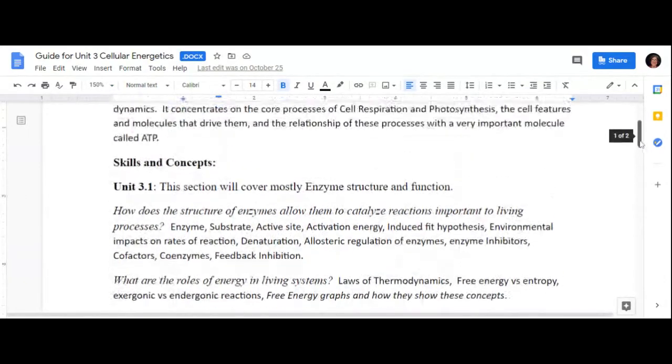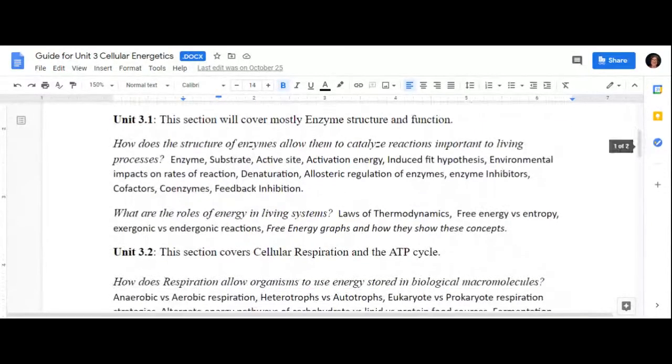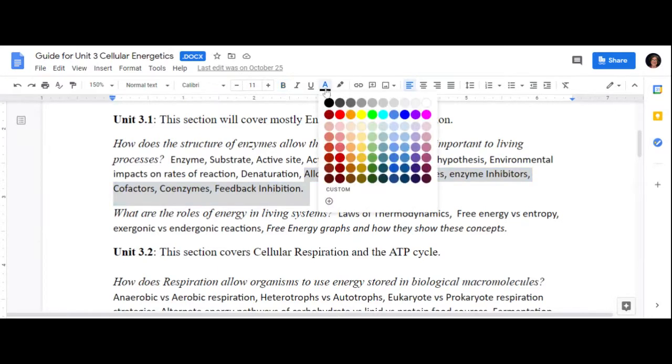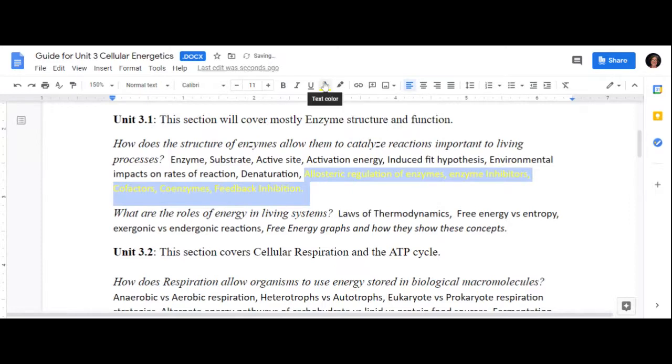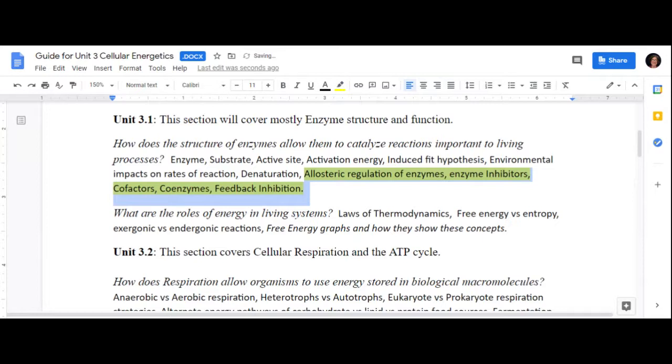Okay, so this is the guide for the entire cell energetics unit, but we divided it into three parts, remember? So this is what's on your test tomorrow and Friday, Unit 3.1. This is what we've been working on for the last two weeks, right? So let me tell you what's not going to be on it, because we didn't talk about this, okay? Don't worry about these things: allosteric regulation, inhibitors, cofactors, feedback inhibition. I'm not asking that because we didn't go over it.